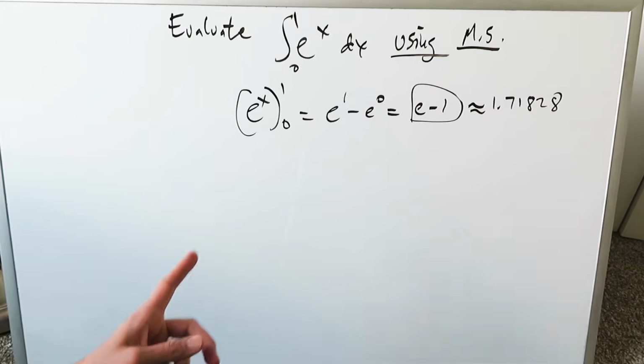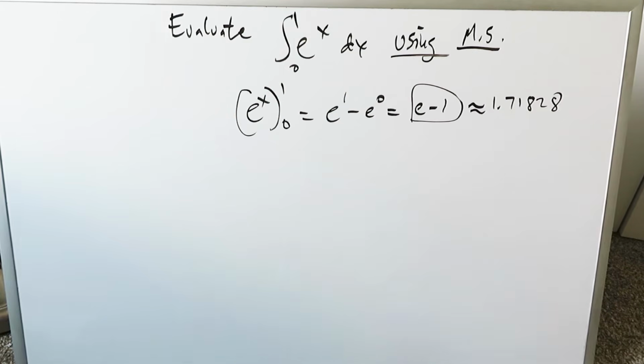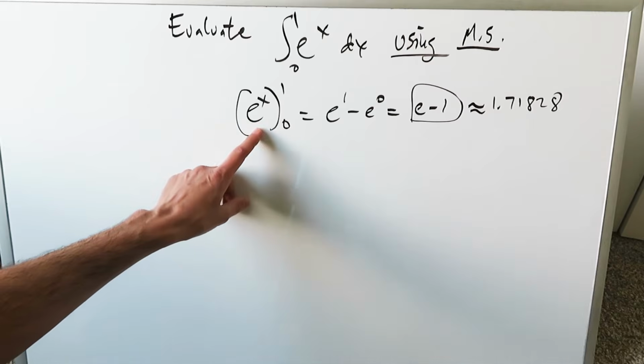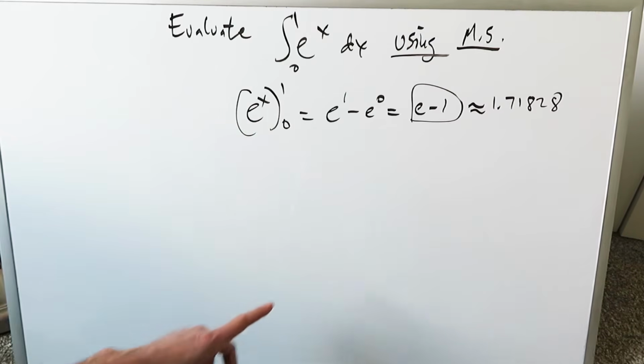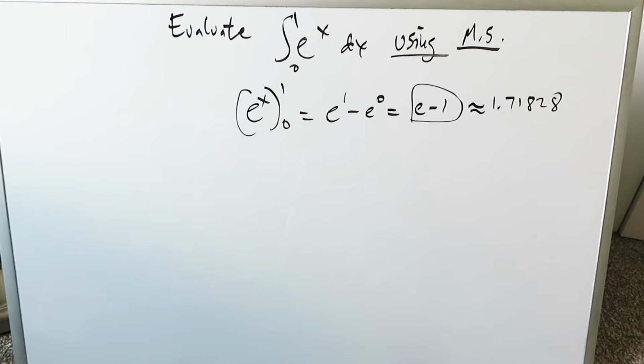Imagine if we were to ask you to evaluate this very simple definite integral, e to the x from 0 to 1. You know the antiderivative is just e to the x, you're doing upper and lower limit, and your outcome would be 1.71828, which is very easy.